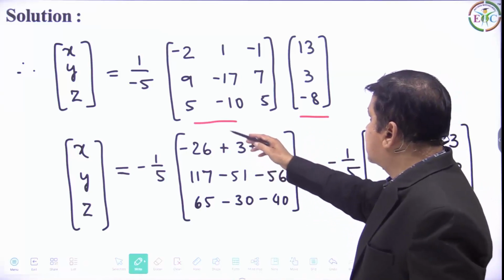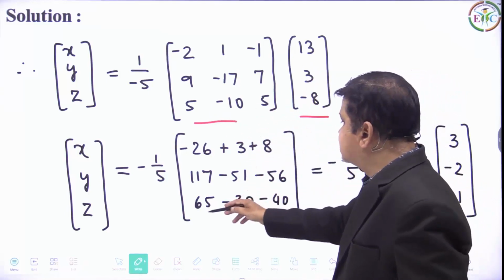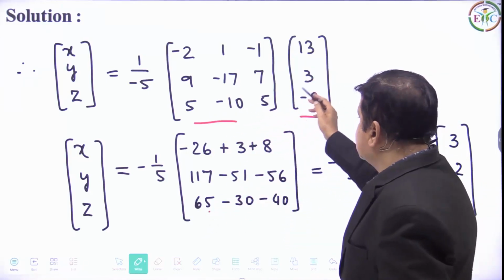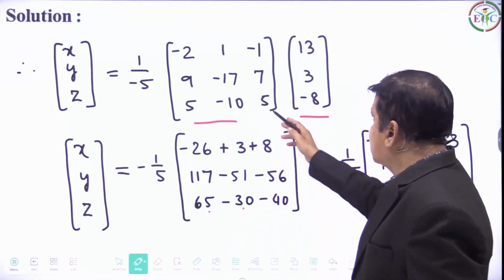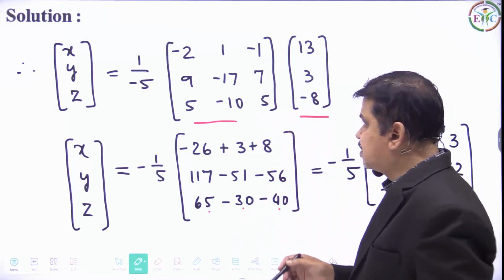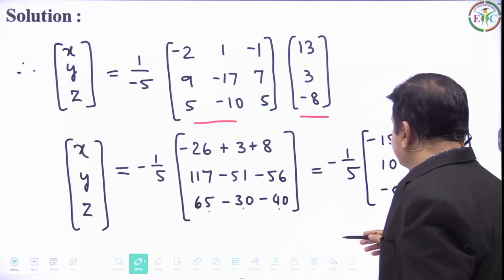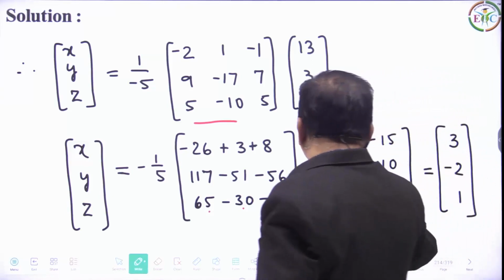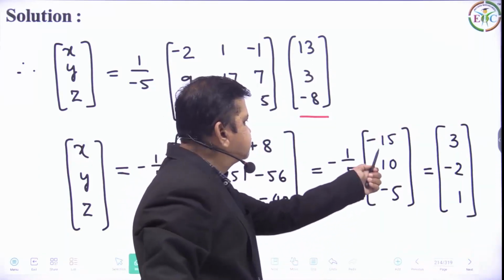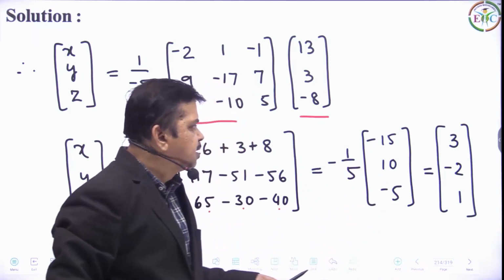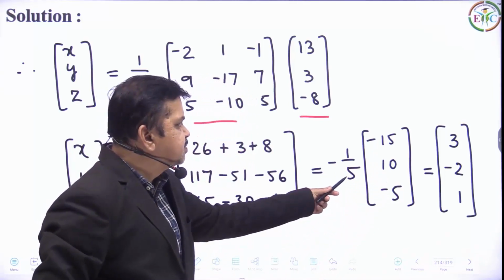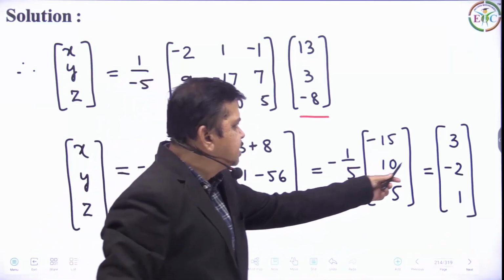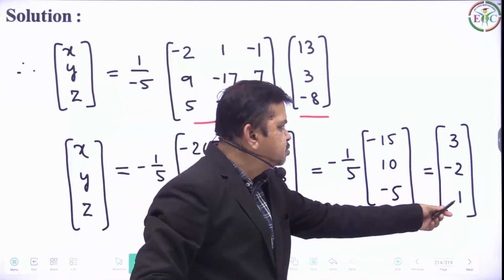And coming to the third row, we have 5 into 13 is 65, and minus 10 into 3 is minus 30, and 5 into minus 8 is minus 40. So on simplification we have minus 1 by 5 into minus 15, 10 and minus 5. We can simplify this further and write this as 3, minus 2 and 1.